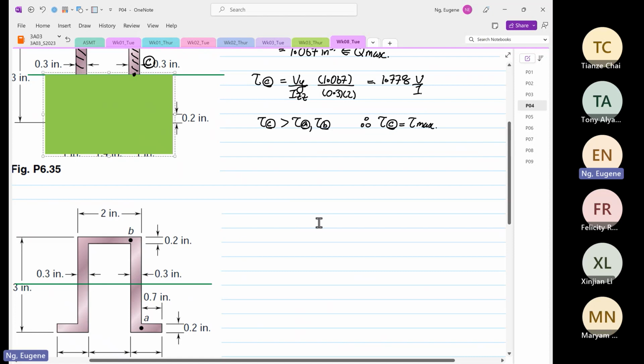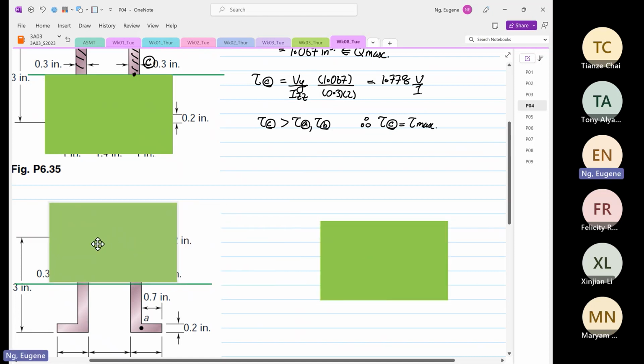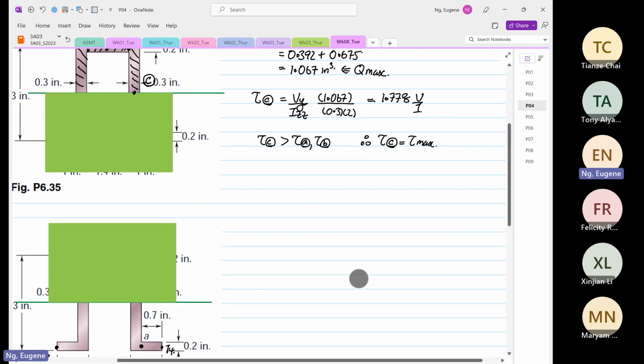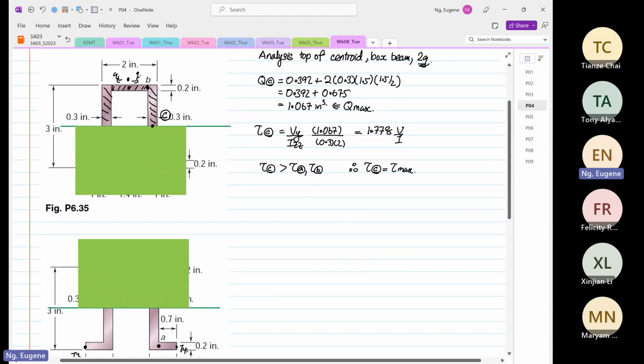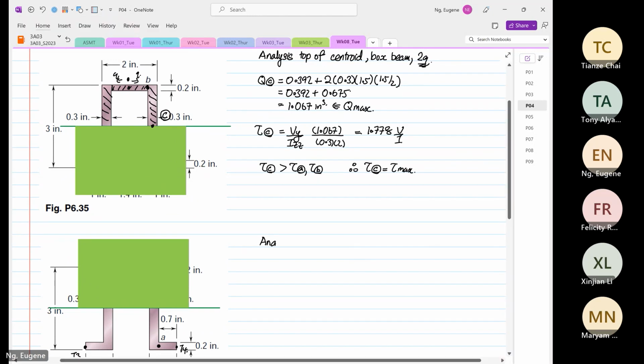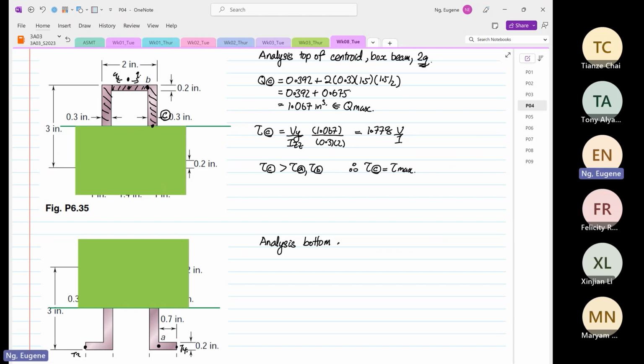Okay, so what we have over here, then I'm just going to cover the top now. So now this becomes a wide flange because you have two different terminals now. So this is your terminal 3. This is your terminal 4. So now we are going to analyze the bottom of the centroid. And now it is a wide flange.